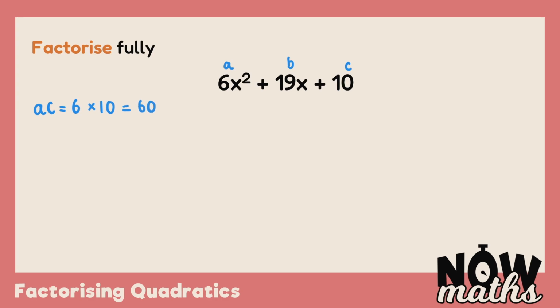We now need to find two numbers which multiply to make 60 and add to make 19. Given that both of the numbers are positive, all of the factors need to be positive. So we could have 1 and 60, 2 and 30, 3 and 20, 4 and 15, 5 and 12, or 6 and 10. Now we need the pair which add together to make 19. So looking at our list, 4 and 15 will add together to make 19. So we now go back to the original quadratic and we rewrite it as 6x squared, and instead of writing 19x, we write plus 4x plus 15x.